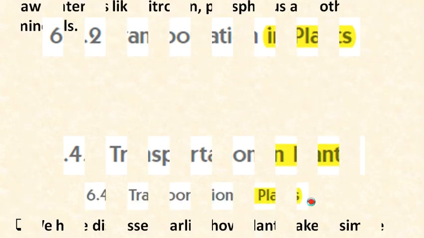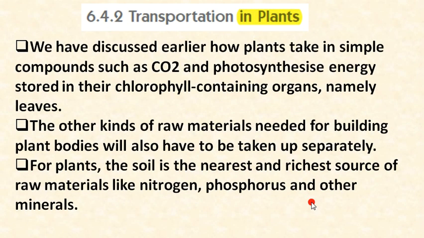Now, we have discussed earlier how plants take in simple compounds such as carbon dioxide, and through photosynthesis energy is stored in their chlorophyll containing organs, namely the leaves. Leaves contain chloroplasts, a very important cell organelle in the plant cell. Photosynthesis is important for plants. They make their own food, they are autotrophic, because the chlorophyll is there.